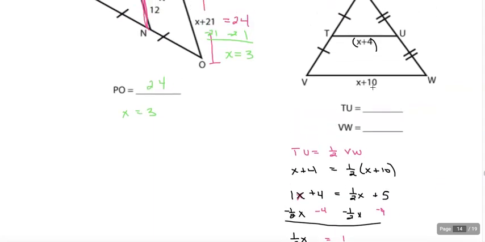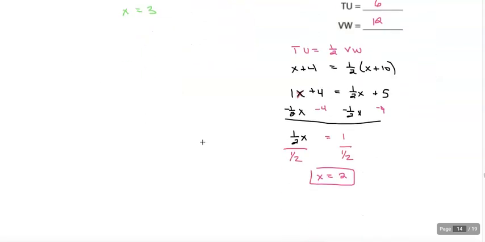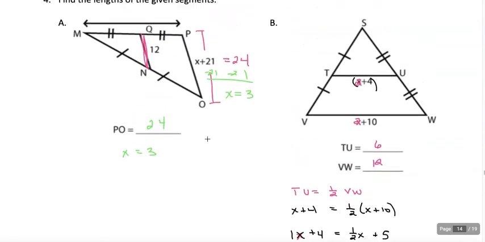Once I have x is equal to 2, then I can plug back in here. So 2 plus 4 is 6, so TU is 6. And 2 plus 10 is 12. And that verifies, right? So 6 is half of 12, or 12 is twice the value of 6. Alright, there's one more piece here. There's a construction, but I'll put this in a separate video. Alright, see you guys on the next one.